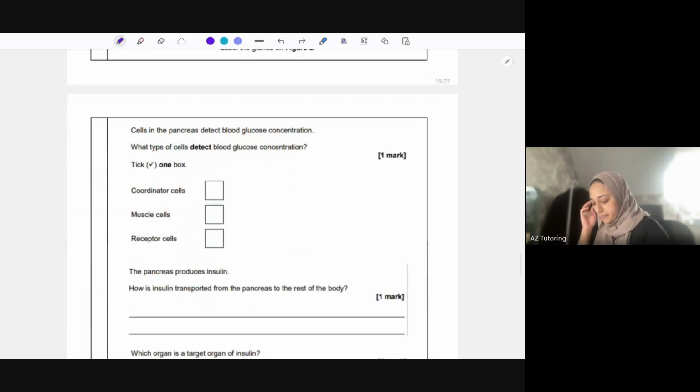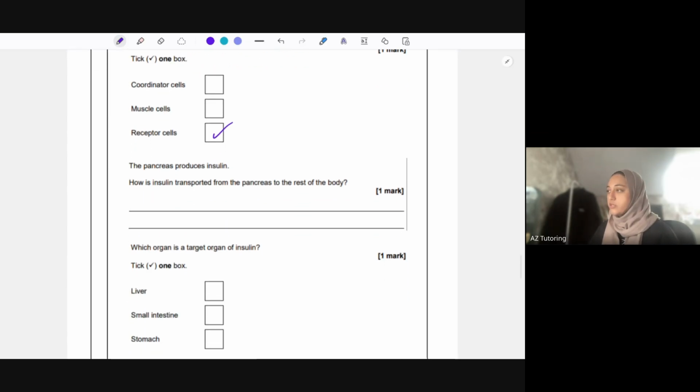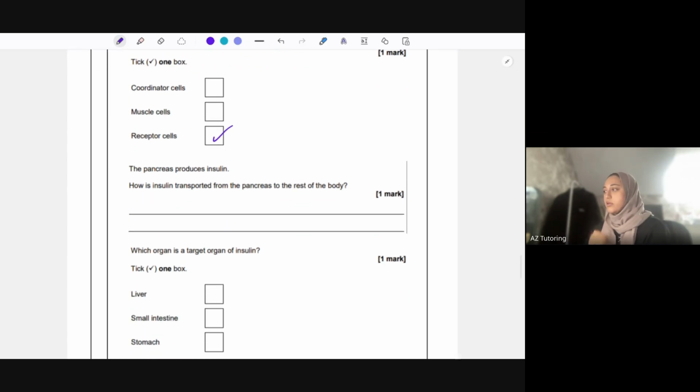Okay. Cells in the pancreas detect blood glucose concentration. What type of cells detect blood glucose concentration? That would be receptor cells. So remember, with the receptors, it affects both muscles and glands. So receptor cells detect the blood glucose concentration. The pancreas produces insulin. How is insulin transported from the pancreas to the rest of the body? We already had a question like this.